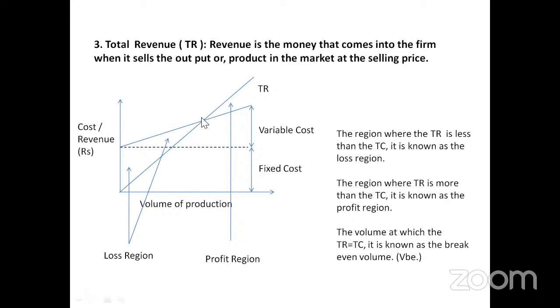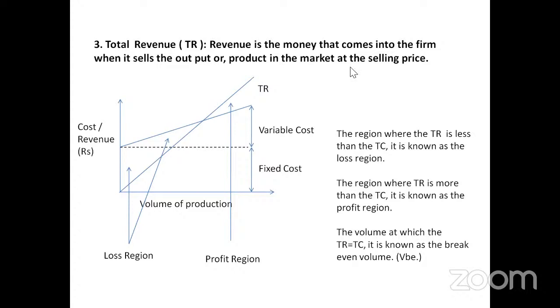Up to this point, the revenue is the same as the total cost. Up to this, the revenue is less than the cost of production, then loss occurs. The revenue you are getting is less than the cost you have spent. So that is a loss zone for you. You are not making any profit up to that point.